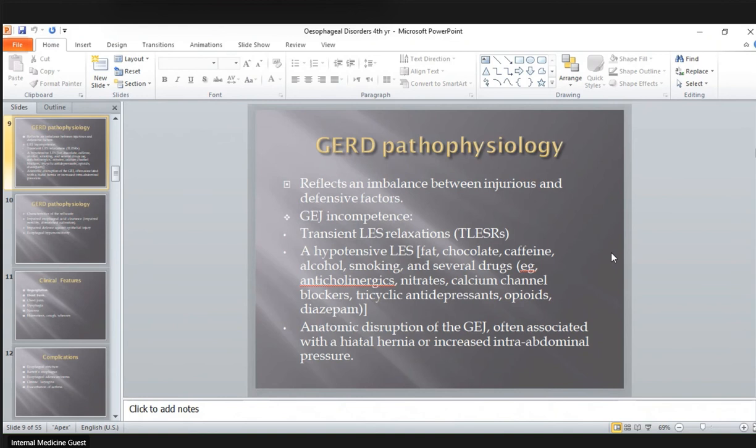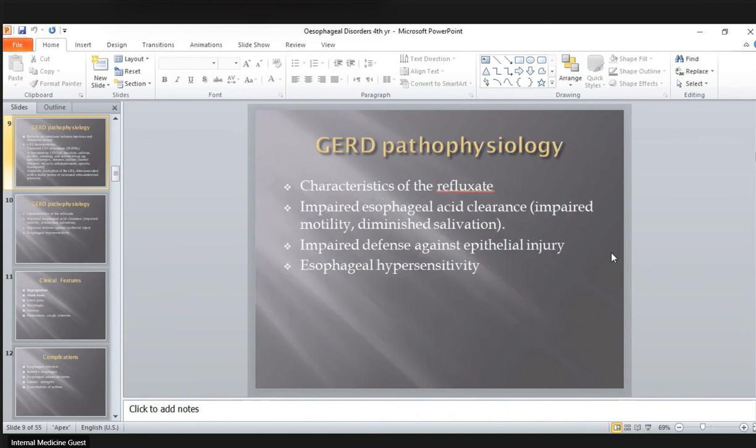Smoking as well. If there is anatomical disruption of the gastroesophageal junction, like if the patient has a hiatal hernia, or increased intra-abdominal pressure, like for example in pregnancy, it will result in reflux disease or impaired physiological function of the lower esophageal sphincter.